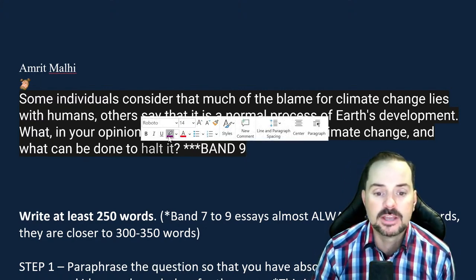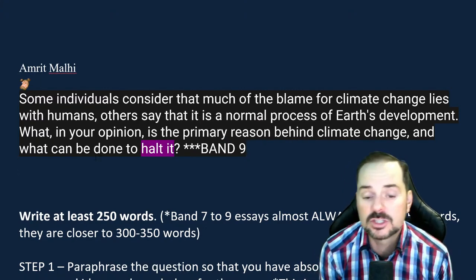Halt is a very nice way to say slow it down.